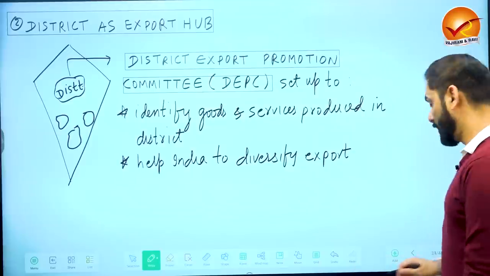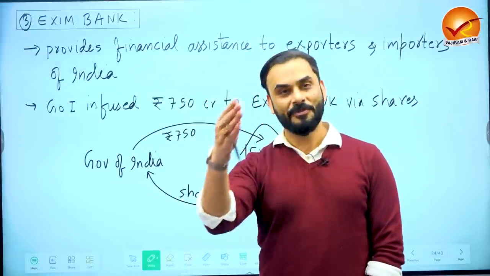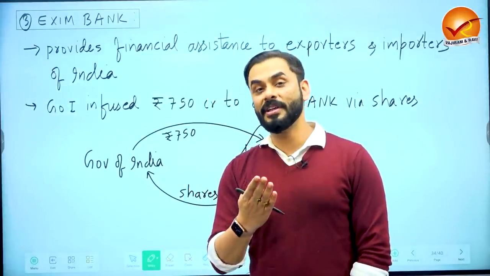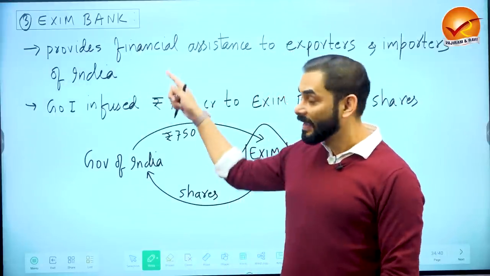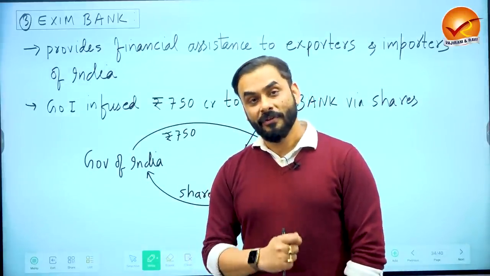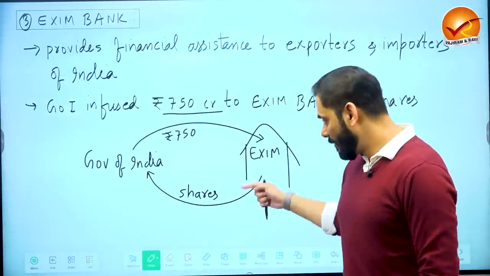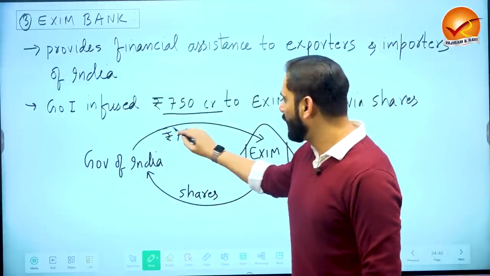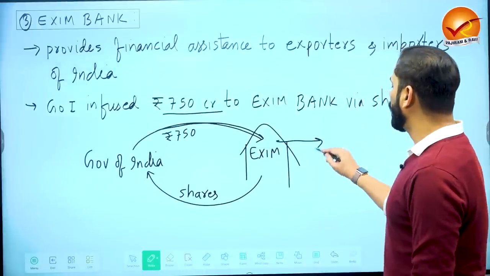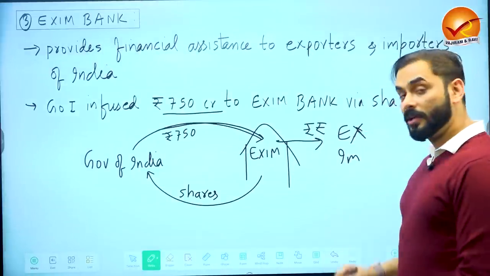And whose responsibility is it to identify what we can export? District Export Promotion Committee. Now see, you have heard of this name called Exim Bank. What is Exim Bank? Export Import Bank, right? If I am an exporter or an importer in India, and if I am in need of capital or money, which bank can I approach? Exim Bank. But Exim Bank ran through a rough phase. They also needed cash. So the Government of India infused capital in the Exim Bank, almost 750 crore rupees, by buying shares from them. So Government of India put more money in the Exim Bank, and in return Government of India took some shares. Now what will Exim Bank do? Exim Bank is going to give this money to exporters and importers. This will promote trade in India.